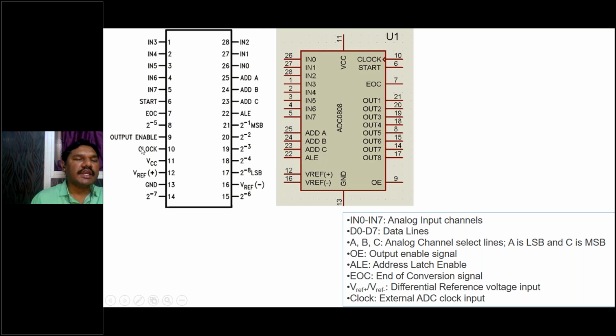To run this, we need one clock source, and this clock source we can take from the 8051 also. VCC is the power supply. V reference plus and V reference minus are required to generate the staircase or step output, and ground. Here it generates an 8-bit output, that is 2 power 1 to 2 power 7, which is nothing but 8 bits.